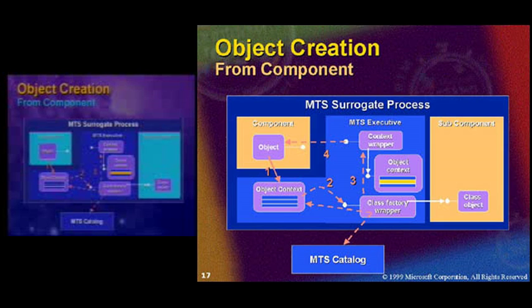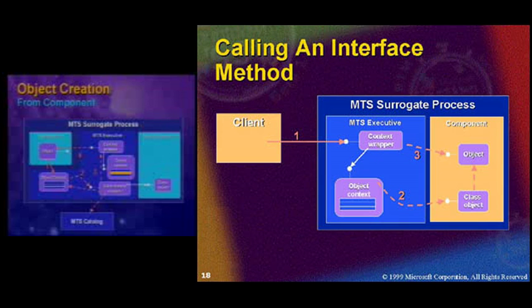So some of the properties might be different. For example, if your class is marked as requires a new transaction, then the transaction ID for your subordinate object would be different than any transaction that had already been established by your master or calling object. And once you have the interface pointer in the context wrapper, that can be returned to the object.